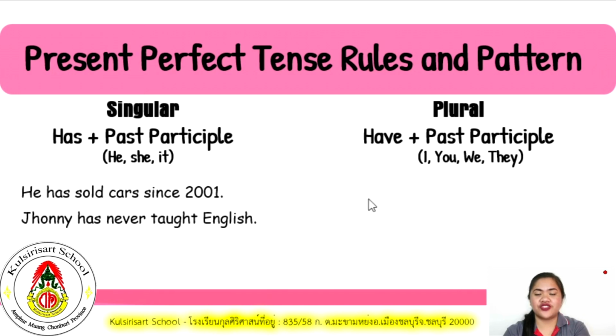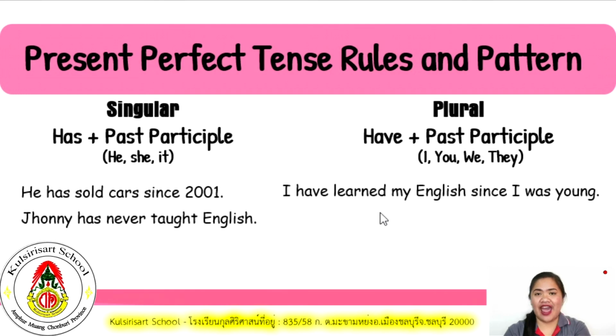Now let's move on to the example of have plus past participle. We have here, I have learned my English since I was young. We have here the subject I, which applies the rule have plus past participle of the verb. And then we have the past participle of the verb learn, learned. And then the time expression since.